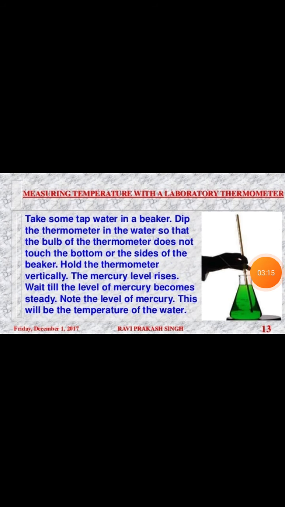So how does it work? Measuring temperature with a laboratory thermometer: take some tap water in a beaker and dip the thermometer in the water so that the bulb of the thermometer does not touch the bottom or the sides of the beaker. Hold the thermometer vertically, and the mercury level rises. Wait till the level of mercury becomes steady, then note the level of mercury. This will be the temperature of the water.